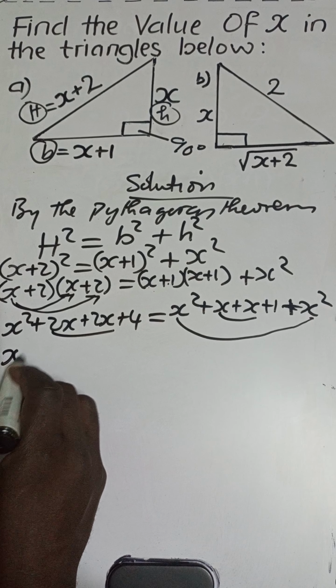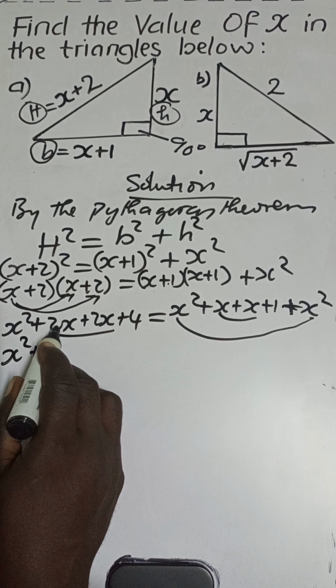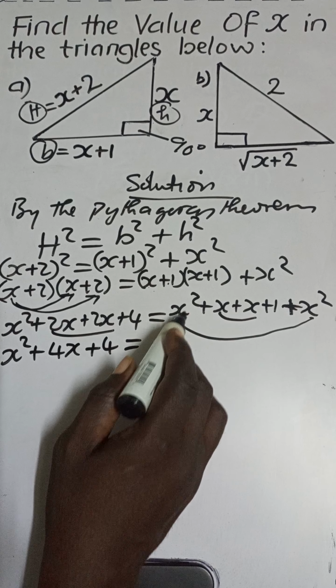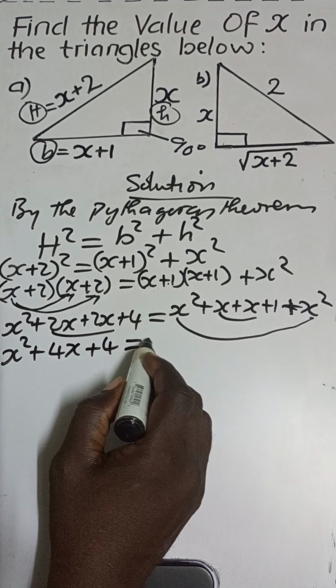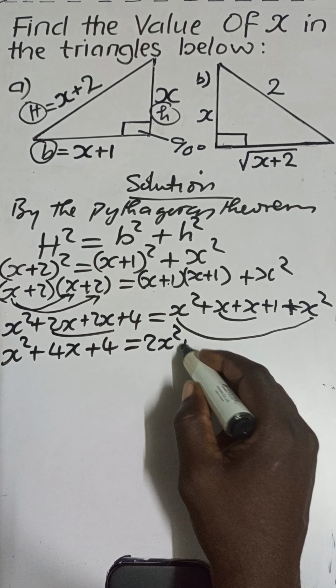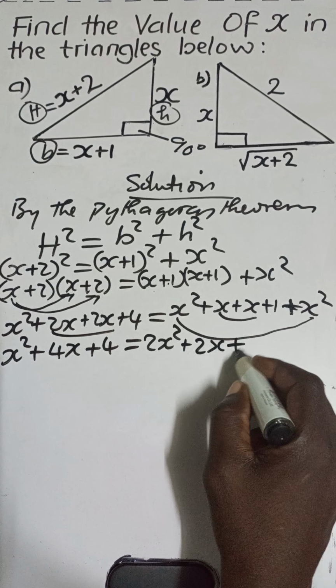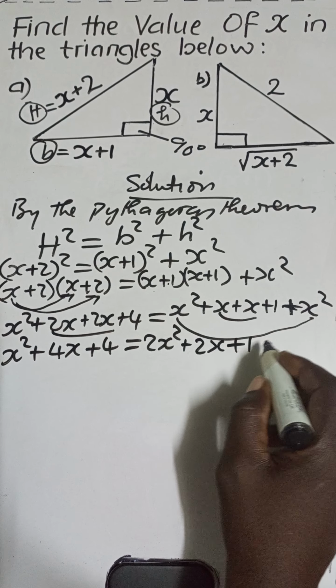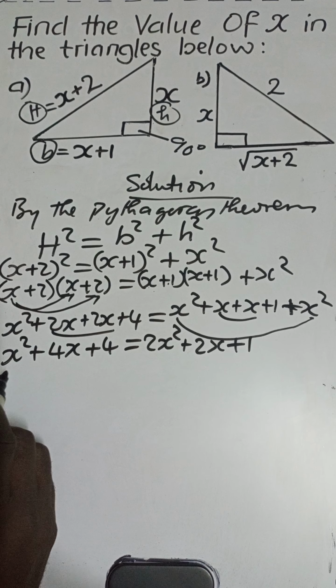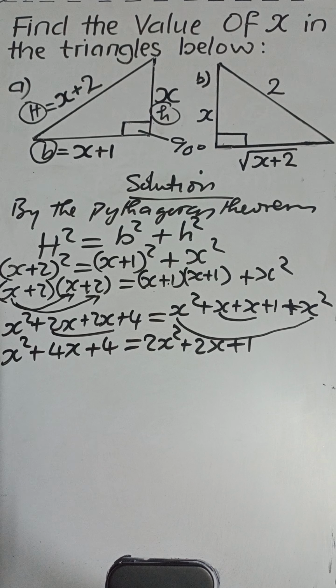So we have x squared plus 2x plus 2x, 4x, plus 4 is equal to, now x squared plus x squared, there are two of them, so we have 2x squared. x plus x, two of them, so we have 2x plus 1. All right. Now looking, we see that the left-hand side is a quadratic expression. The right-hand side is also a quadratic expression. Remember, a quadratic expression is a polynomial of degree 2. Degree 2 simply means the highest power of the variable is 2.